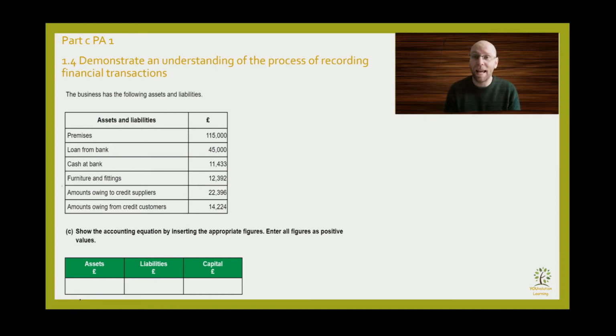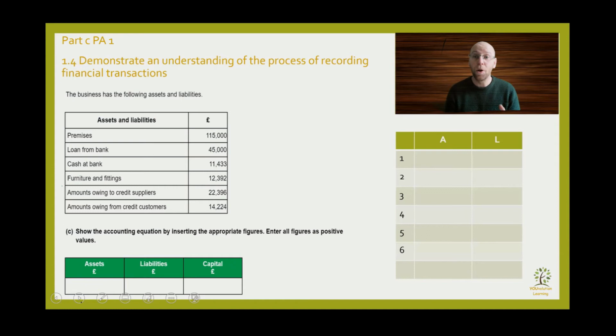So we need to know what the accounting equation is. And as I said at the beginning of the video, understanding the accounting equation will help you throughout your AAT studies and beyond. But before we get stuck into the accounting equation, we have a list of accounts here, and we need to make sure that we know which ones are assets and which ones are liabilities, so we know how to put them into the accounting equation. Now, I've just got a table on the screen here, as you can see, and I'm just going to go through each of the list. So the list consists of premises, loan from bank, cash at bank.